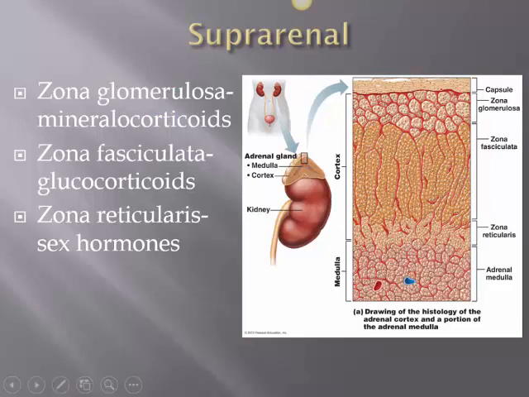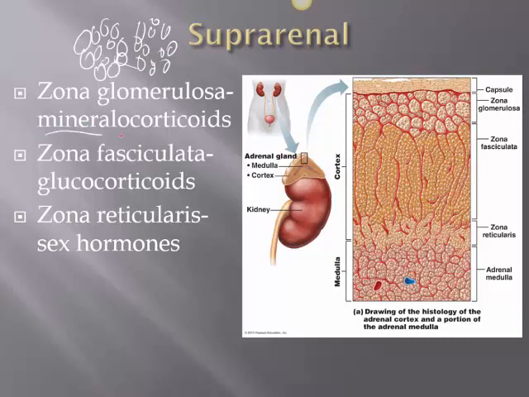So the outermost zone, which is just near the capsule, is called zona glomerulosa. It's called glomerulosa because the cells arrange themselves in a circular, ball-like fashion and resemble the glomerulus of the kidney. It produces hormones which are responsible for electrolyte balance, which are minerals. So it produces what are known as mineralocorticoids, and we'll see that there's one of them in particular that we'll talk about.